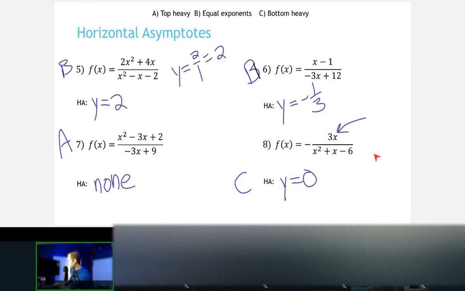All right, everyone. How's everyone feeling about calculating VAs and HAs? Super good, it looks like. That's good to hear.